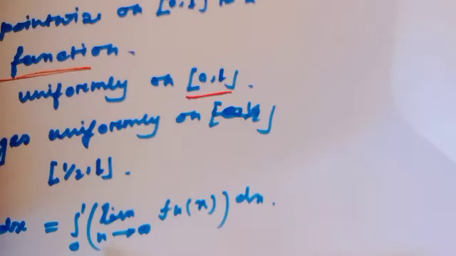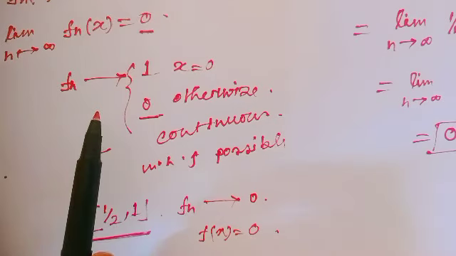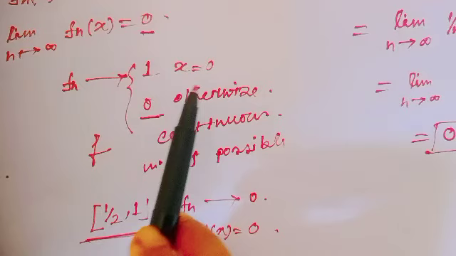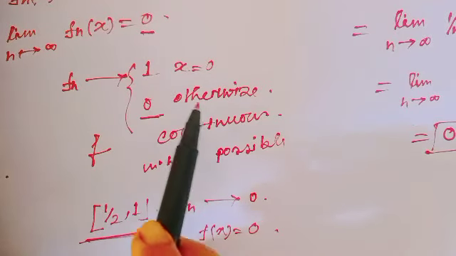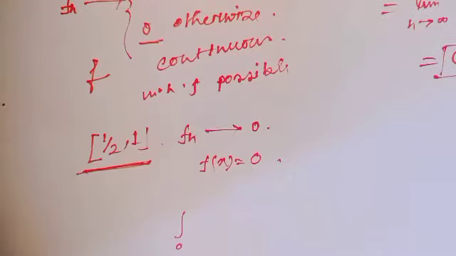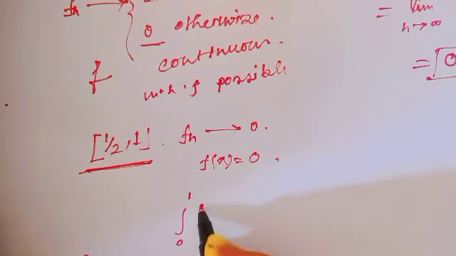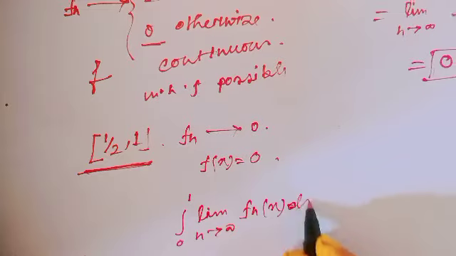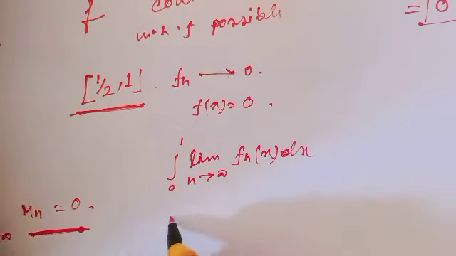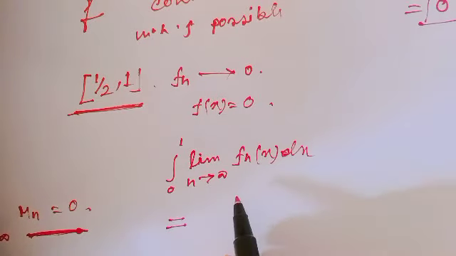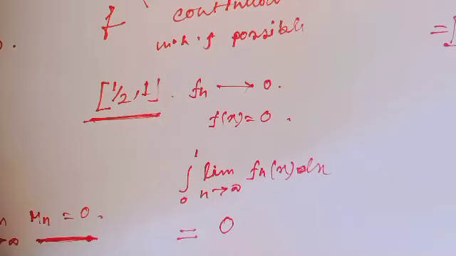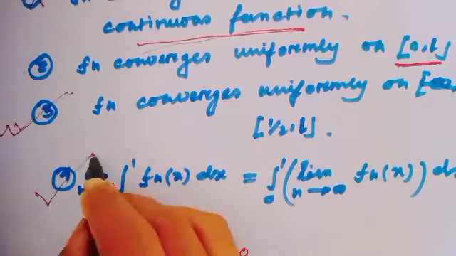We have to find the integral from 0 to 1 of the limit as n tends to infinity of fn(x) dx. In the interval [0, 1], the limit of fn(x) means when x equals 0 then the value of fn(x) equals 1, otherwise the value is 0. That means if we find the integral for this function, this value would always be 0. Therefore, this relation is true.